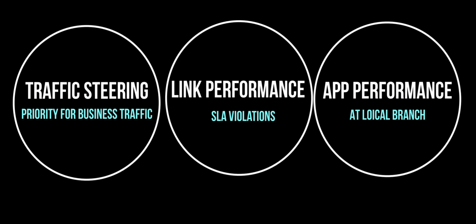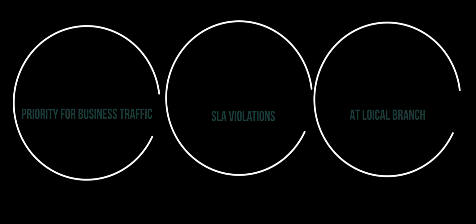We were able to understand our current traffic steering policy, provide granular traffic steering for business critical traffic, understand degraded links and escalate it accordingly with the service providers, and then see an overall view of application performance at a branch level so that we can have clarity around what applications need to be prioritized.